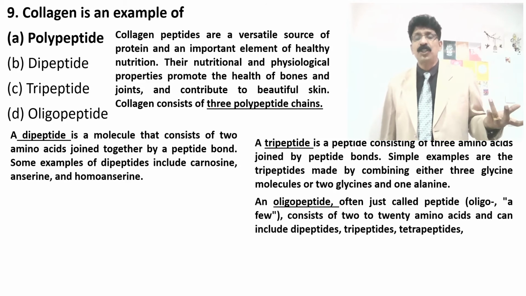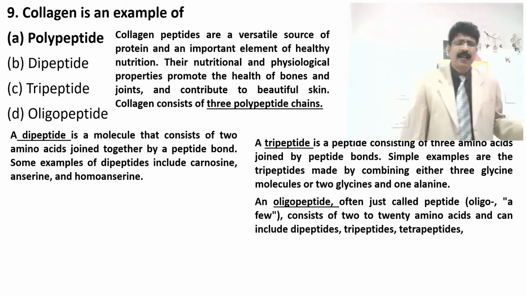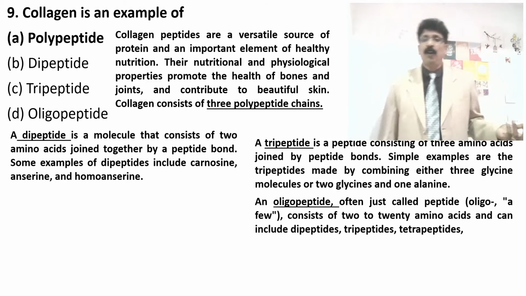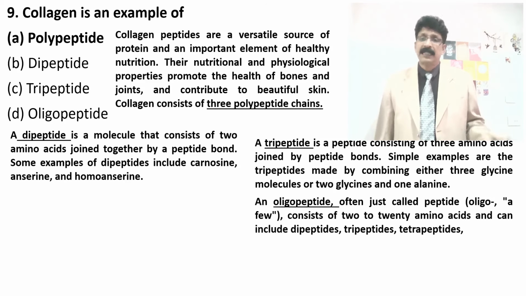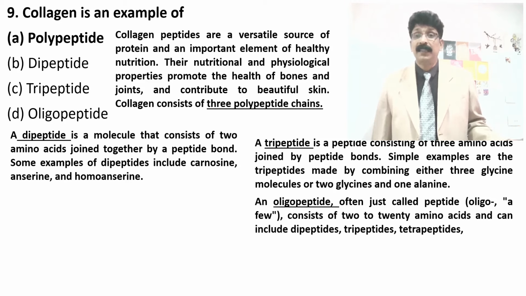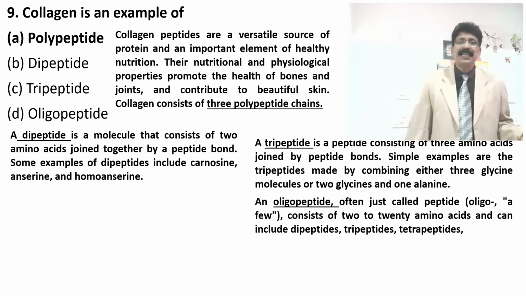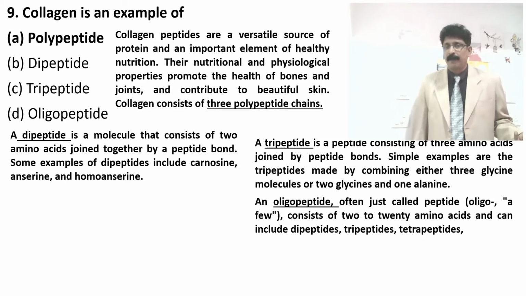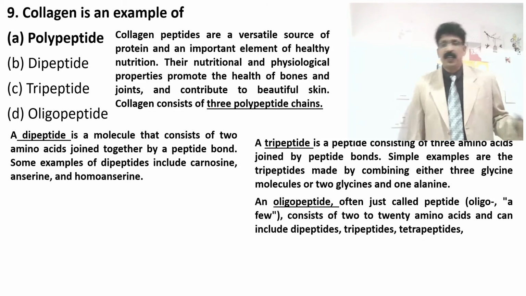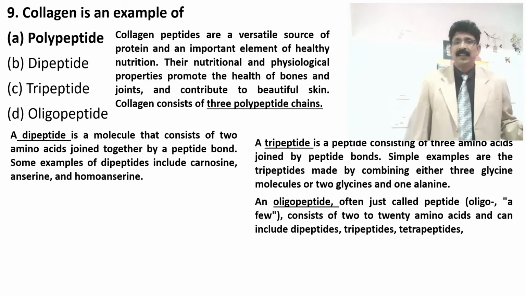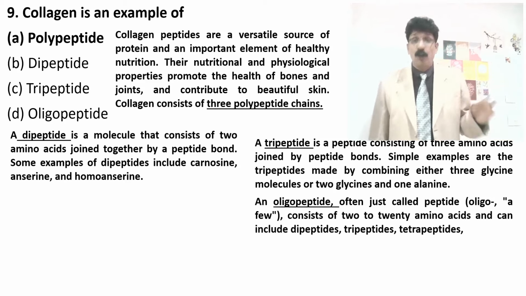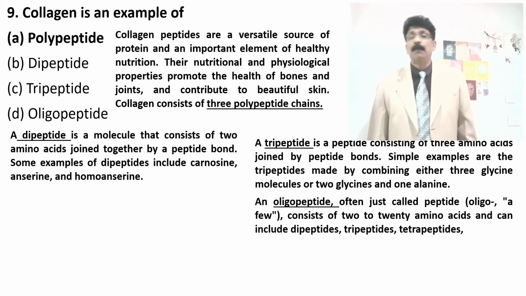Oligopeptide means what? Often just called peptide, oligo is a number of 2 to 20 amino acids, which can include dipeptide, tripeptide, tetrapeptide, pentapeptide, like that up to 20. Then we can go for polypeptide. Polypeptides also can be told, even 1 or 2, 3, if it is multiple polypeptide chains having 3, 4, 5, 6 different polypeptides, that also can be told. But collagen, here in this question, collagen is a polypeptide.